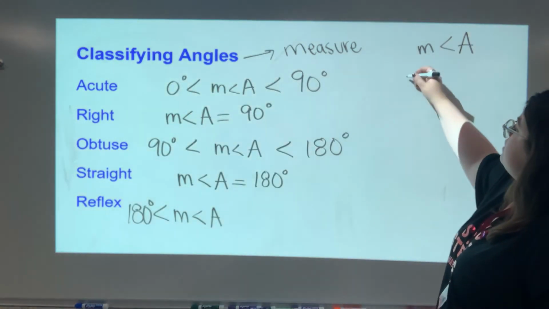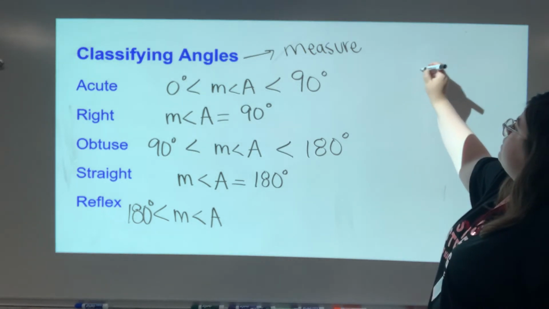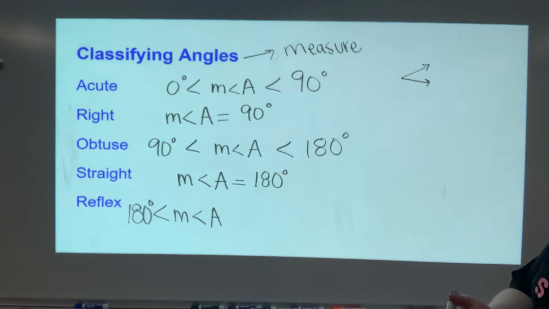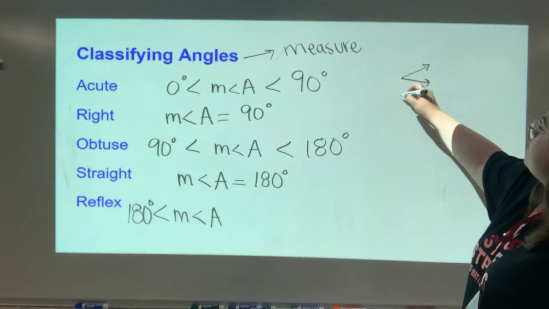So acute, I'm going to get rid of that. Here's my little picture of my acute angle. All right, definitely smaller than 90 degrees. My right angle is equal to 90 degrees.